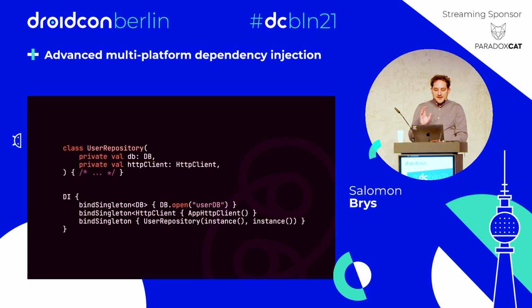Note that the user repository class is absolutely unaware of Kodein-DI, and that's the upside of this method: you can use any class as long as its dependencies are taken as constructor parameters. It doesn't have to understand that it is getting those dependencies from a DI container.